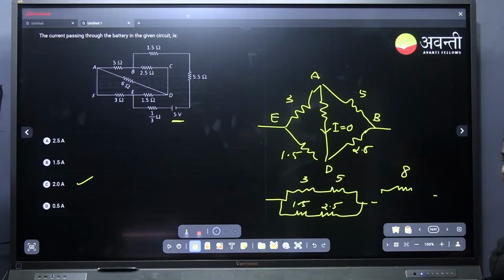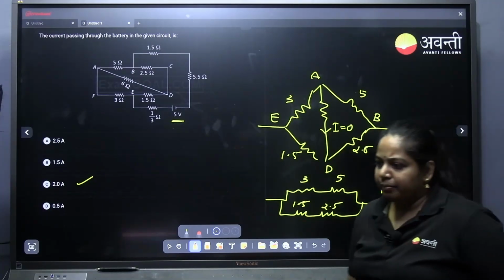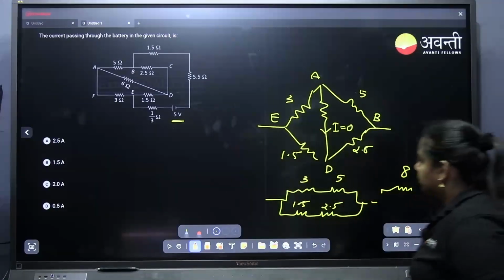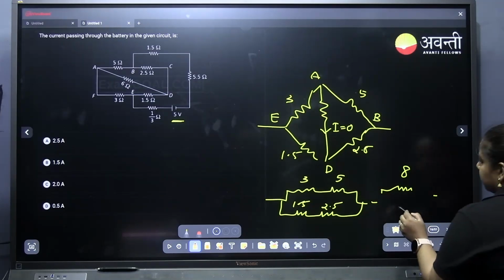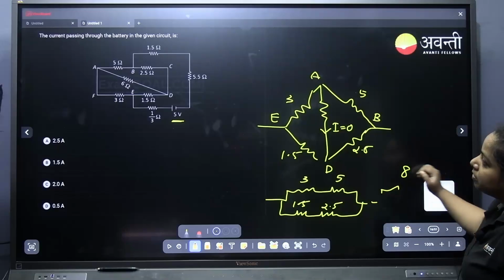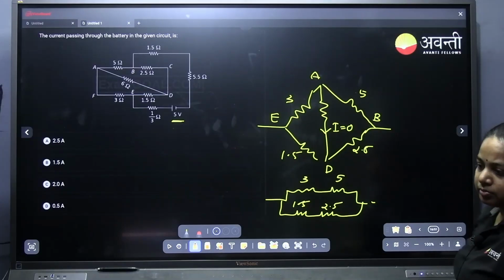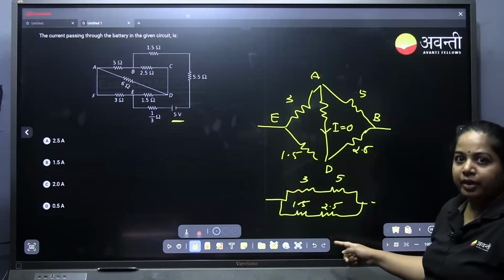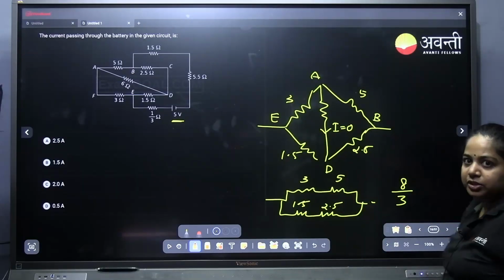Okay, sorry, actually current is 0.5 ampere. Did you make a mistake somewhere? Here 1 by 8 plus 1 by 4 will come, and when you add you will get equivalent resistance 8 by 3 for this combination.